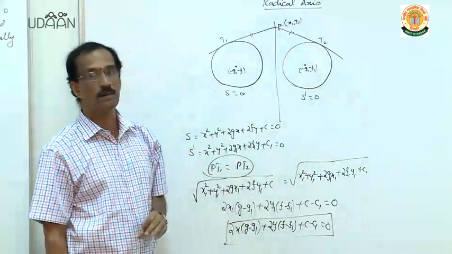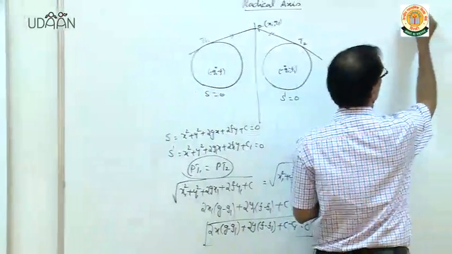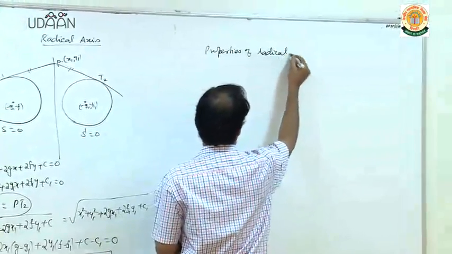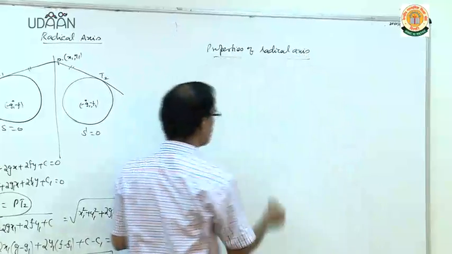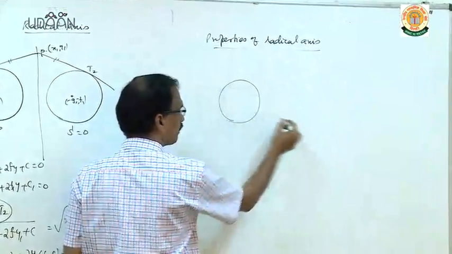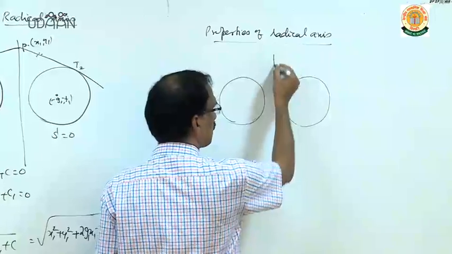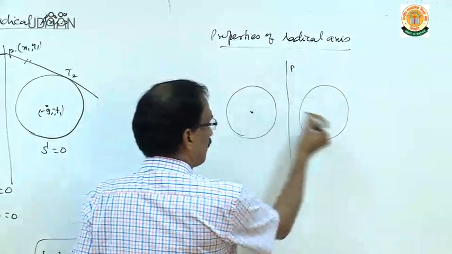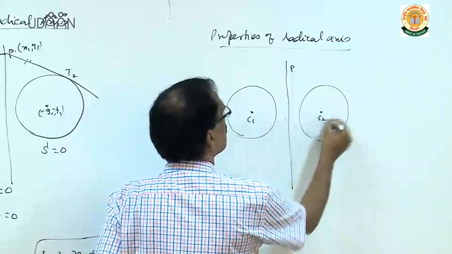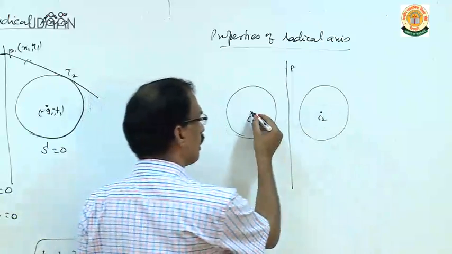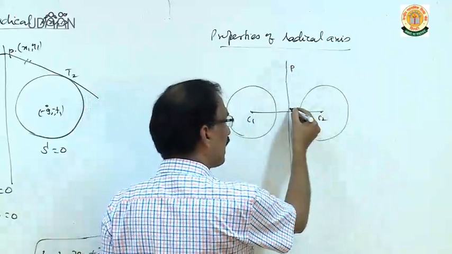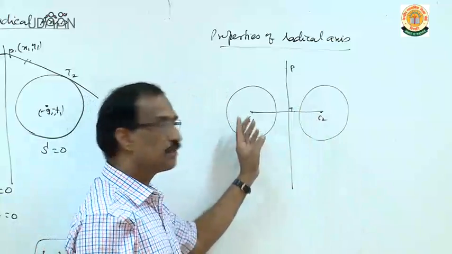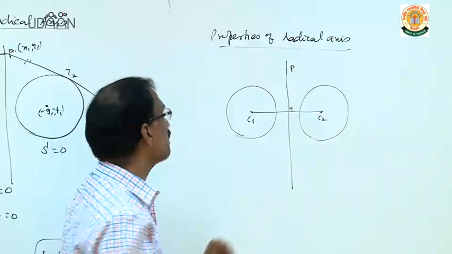Now let us see what are the properties of radical axis. So properties of radical axis. You have two circles here, and now we know that this is the radical axis. P lies on this. Now C1, C2 are the centers. If you join this, then this radical axis bisects the line segment joining C1 and C2. This can be verified easily.